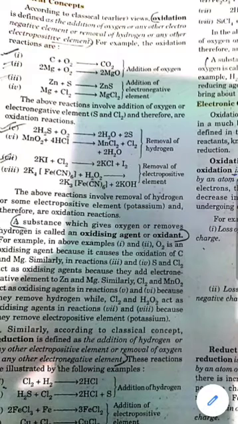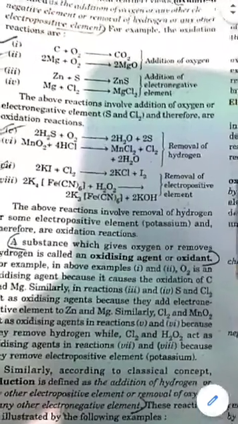If oxygen is being added, it is called oxidation. If an electronegative element, any other like fluorine or chlorine or nitrogen, is being added, this is also called oxidation. If hydrogen is being removed, that is also oxidation. Or any other electropositive element is being removed, electropositive elements like your metals, so that is also oxidation. Now let's see some examples.